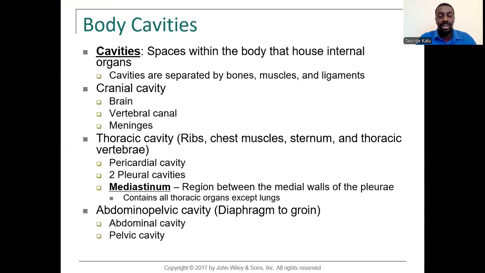All right. So next topic we're going to be bouncing around to is the body cavities. So what are cavities? Cavities are just spaces in the body that are going to be holding different internal organs. And these cavities are going to be separated from each other by different bones, muscles, ligaments, and things of that nature. So we've got three main cavities in the body.